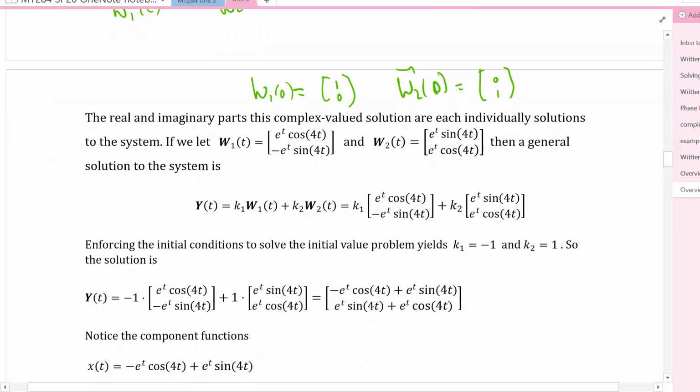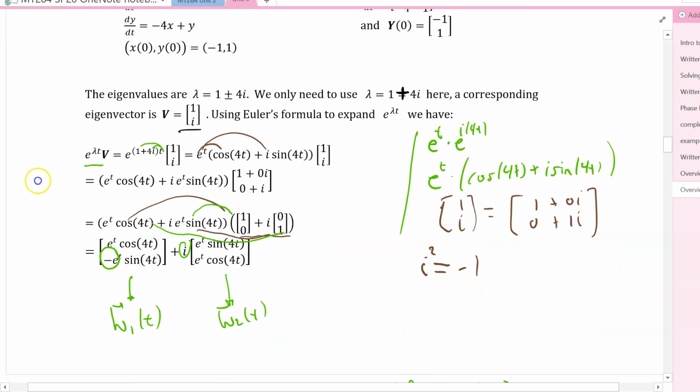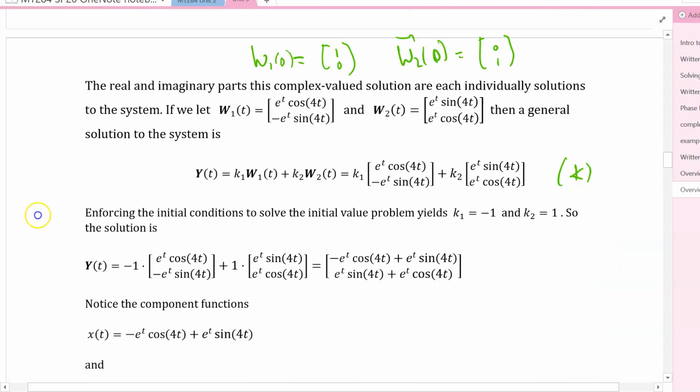All right, now there's our general solution. So it's K1 times W1 plus K2 times W2. Notice we've got constants K1 and K2, but the components individually are going to be sums of scalar multiples of e to the t times cosine or sine of 4t. Now, the initial conditions for this system, if we go back to this example, were negative 1, 1 when t was equal to 0.